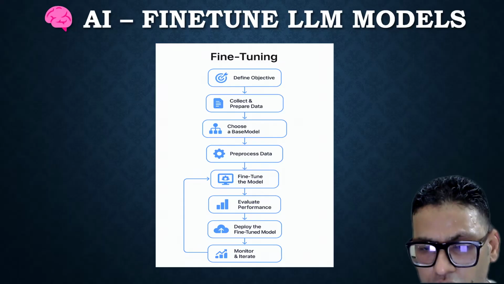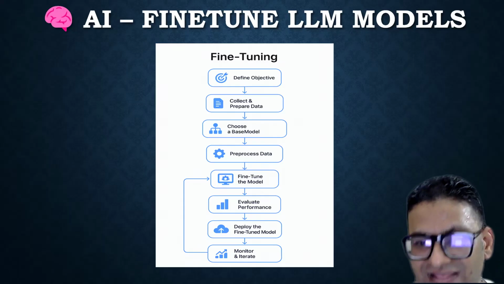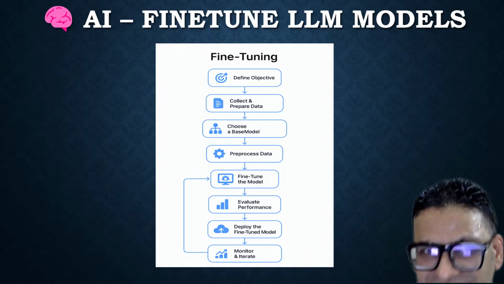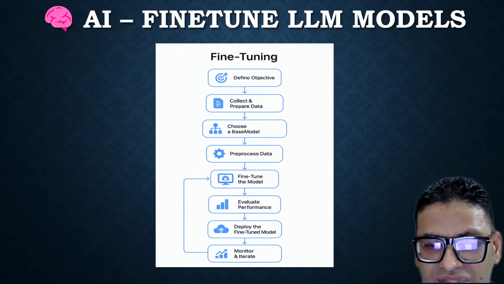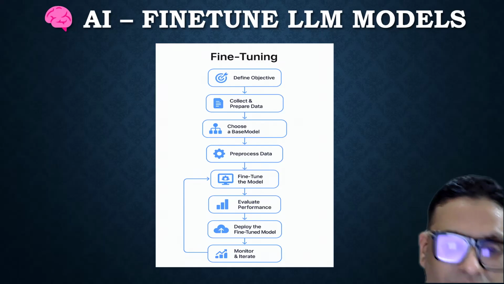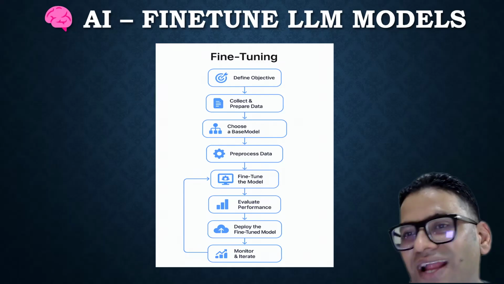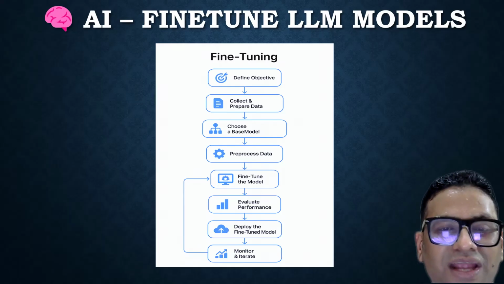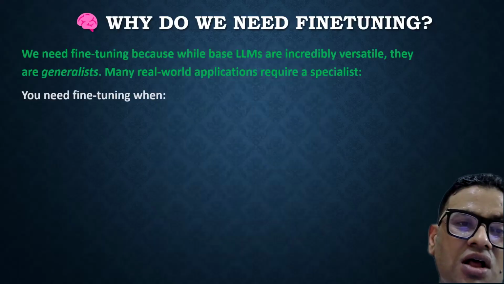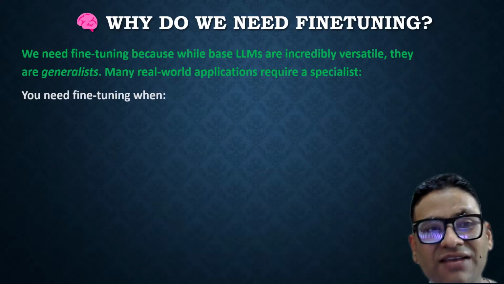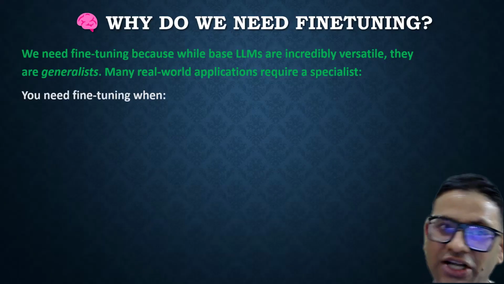So we fine-tune the model with the pre-processed data, then we evaluate the performance. And once we have satisfactory performance and we are comfortable with the outcome, then we deploy the fine-tuned model and we monitor it. This process actually gets repeated until we are satisfied that what we precisely want from the fine-tuning is being achieved. Okay, so this is what we have covered so far from the basic functional aspect of fine-tuning.